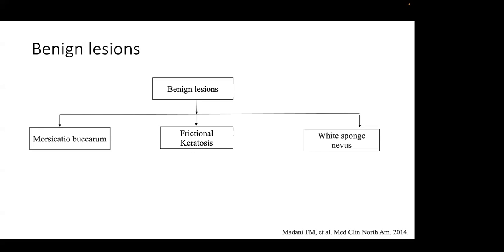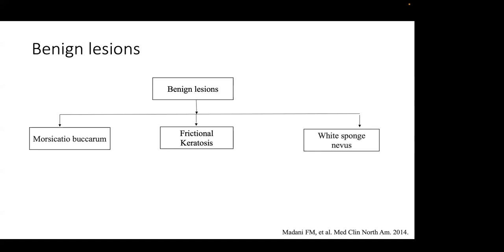The second is frictional keratosis, which is a white lesion, and it develops in areas which are subjected to chronic trauma, which could be the retromolar pads and the edentulous alveolar ridge. Ill-fitting dentures can also contribute to the development of frictional keratosis. And these are white lesions which cannot be removed.